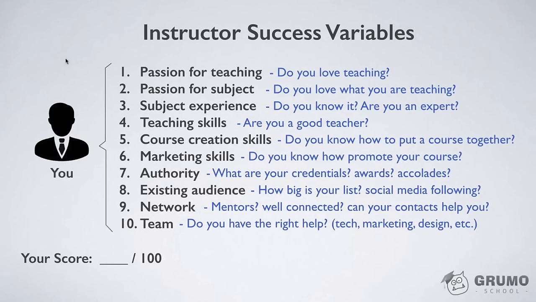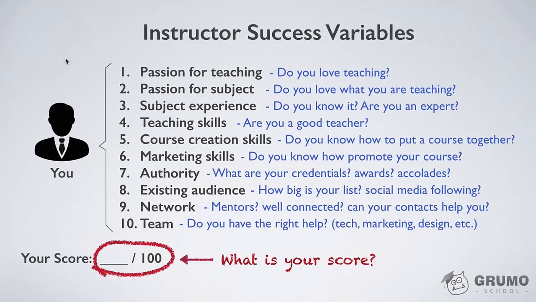Right now, actually, we're hiring a team to do marketing for our new upcoming course. And we're spending a lot of money because if we were trying to do that ourselves, it would take way too long. At the beginning, you won't have a team, but having a team is really, really important. Now, what is your score from 1 to 100? For each of these factors, give yourself 0 to 10. The closer you are to 100, the more likely that you can be a successful instructor.